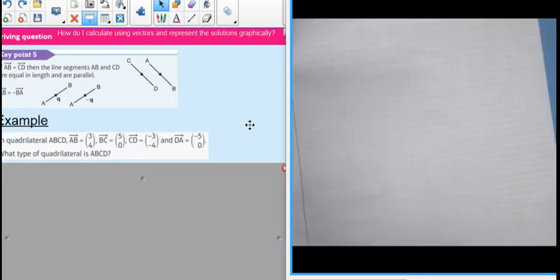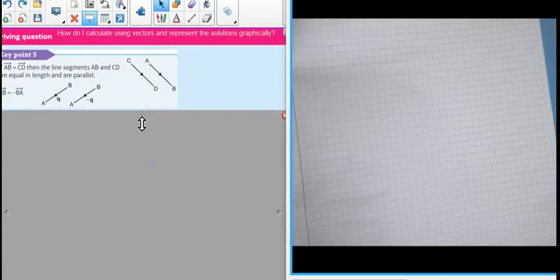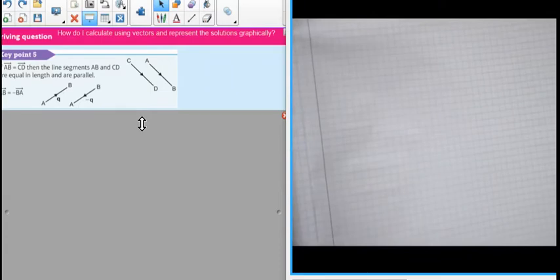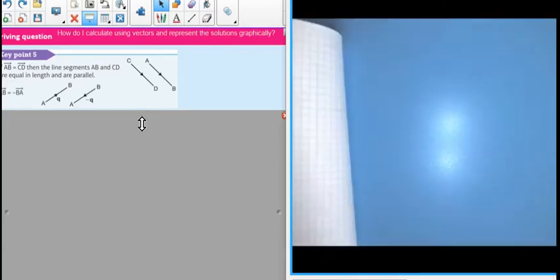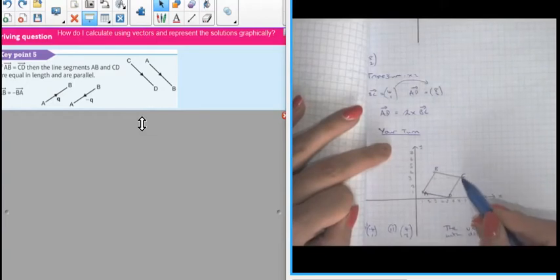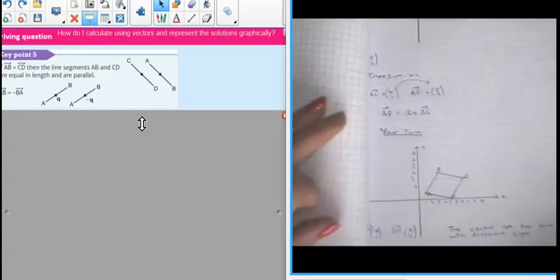The next key point I want us to look at is on the screen here. Could you just take a moment to read through? Now, we've pretty much just worked that ourselves with the previous two examples. So if AB is equal to CD, then the line segments AB and CD are equal in length and are parallel. If we look back to the previous question here, AB and DC are parallel. They'll be the same vectors as we noted.